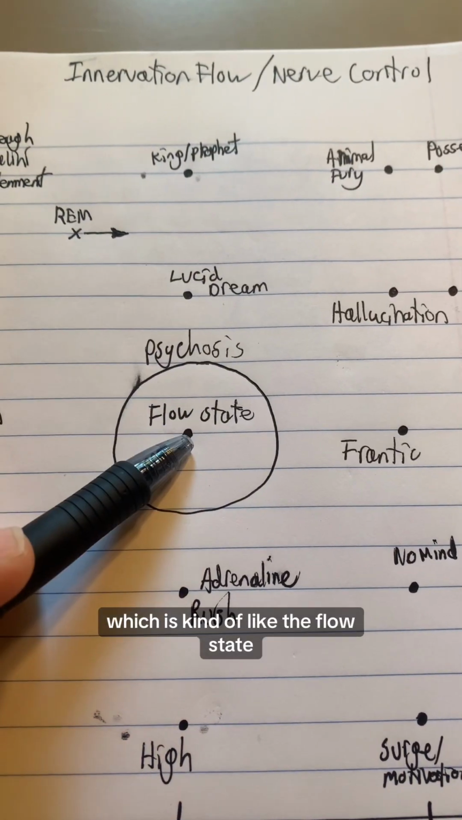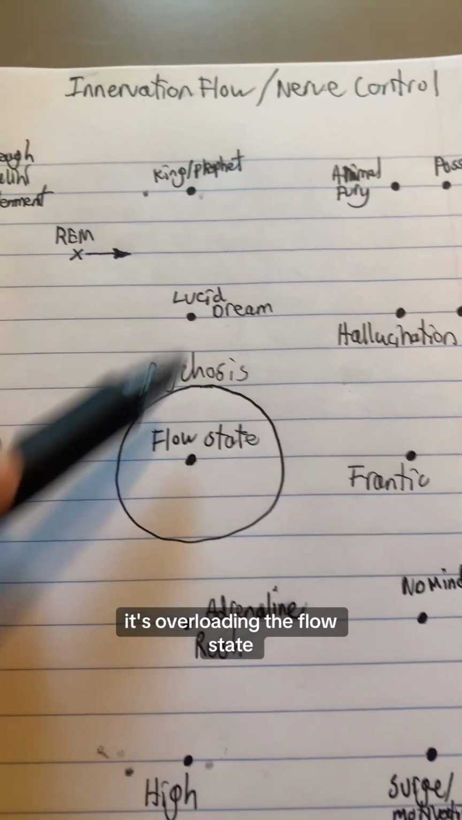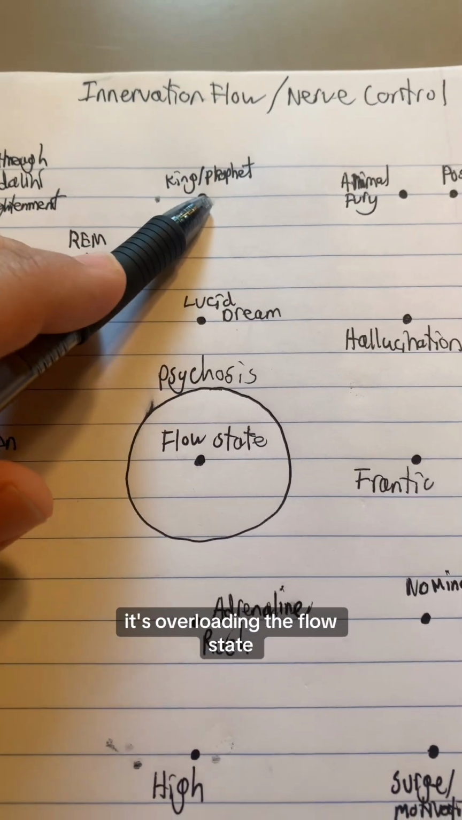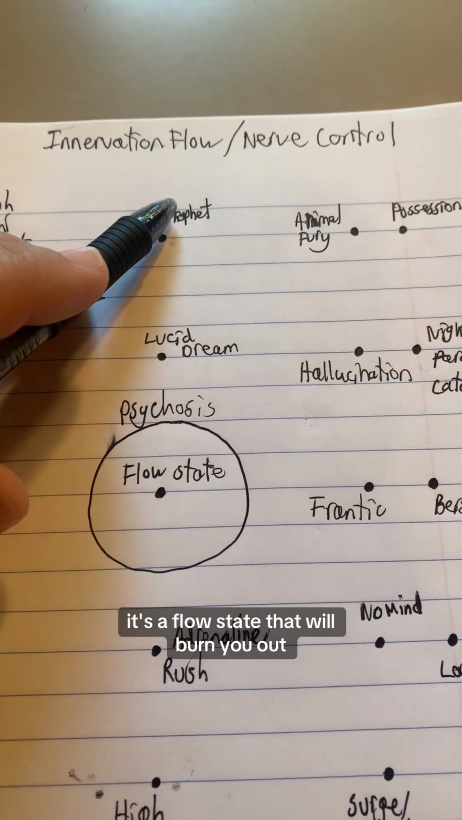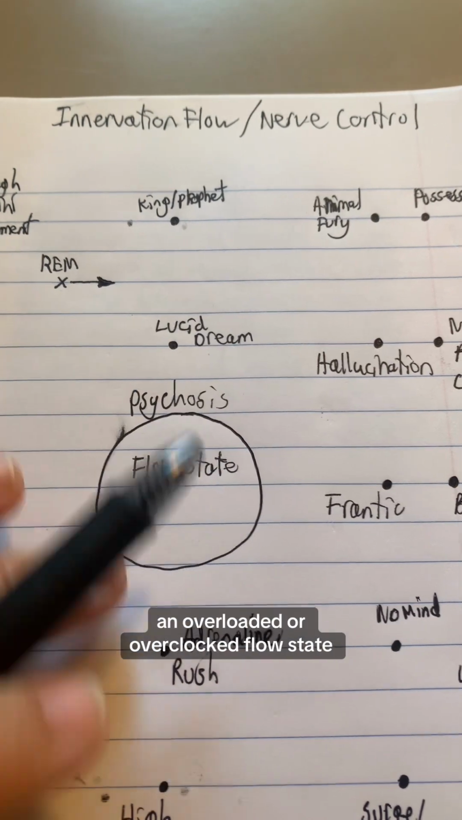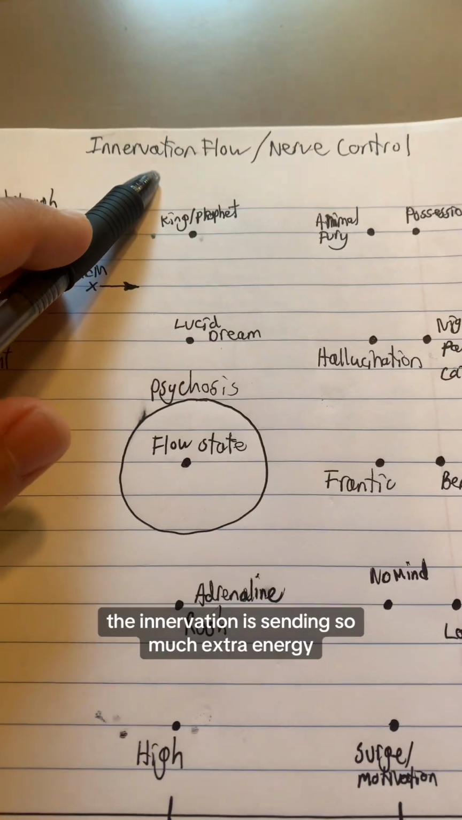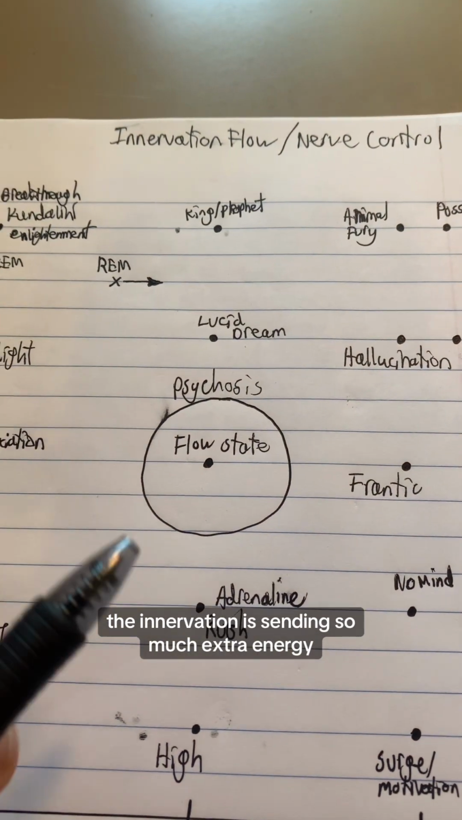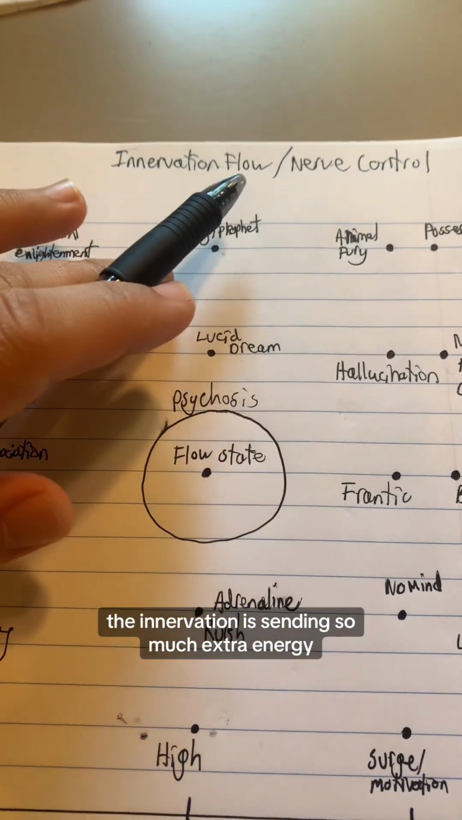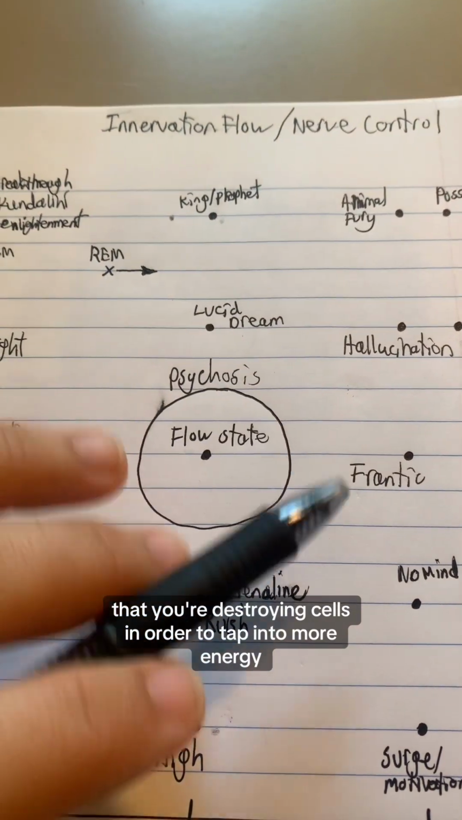Just kind of like the flow state, except instead of being balanced and rejuvenating, it's overloading the flow state. It's a flow state that will burn you out. So at the cost of having a heightened flow state, an overloaded or overclocked flow state, you're going to burn yourself out. The innervation is sending so much extra energy that you're destroying cells in order to tap into more energy.